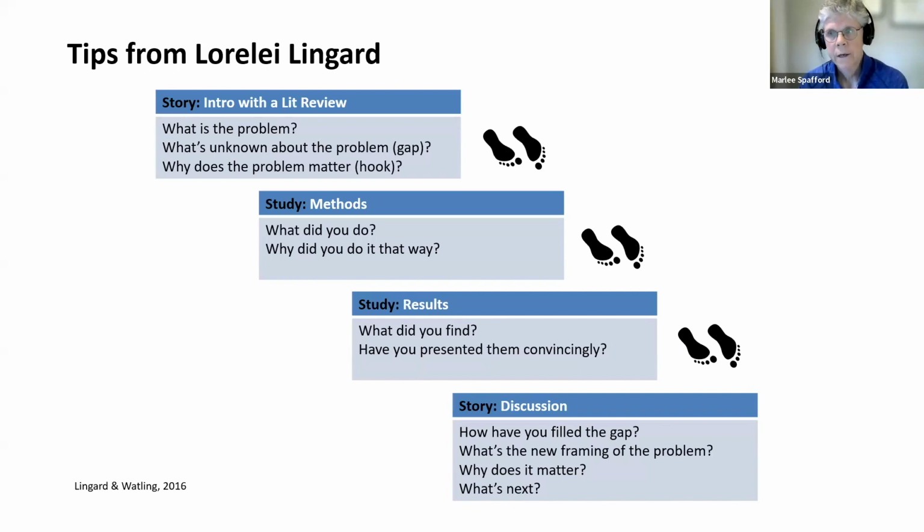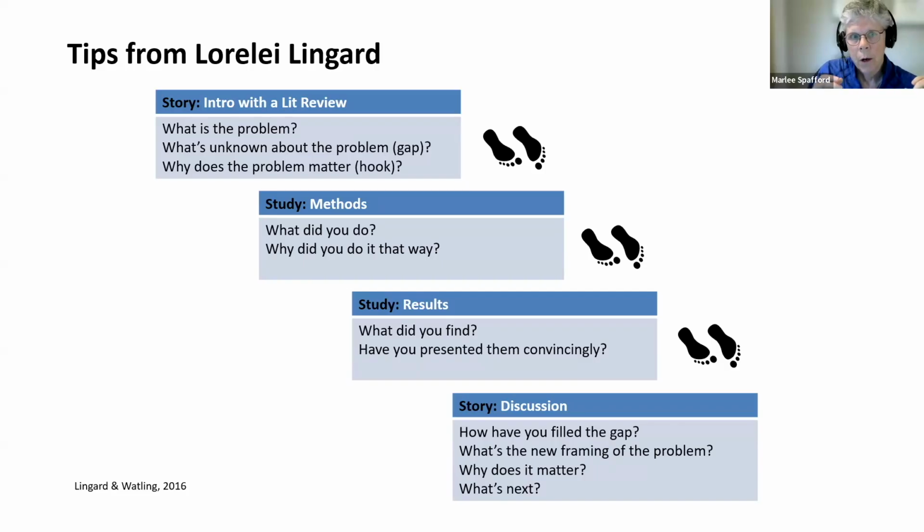So if you write an introduction with these three things in mind, in the first paragraph, or maybe two paragraphs, you try to address these three questions. What is the problem? You identify for the reader what is the problem that you're writing about. What's unknown about the problem? Or we could call it the gap, the thing that has not been studied or looked at yet. And then, why does that problem matter? What's the hook? Why does your reader care to keep reading? If you can get them right at the first of the article, they want to come on the journey with you.